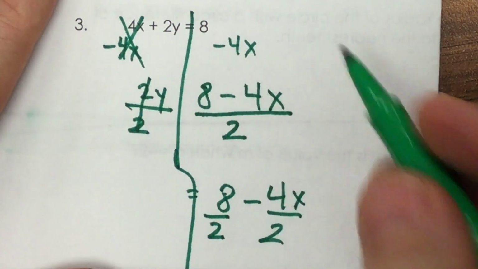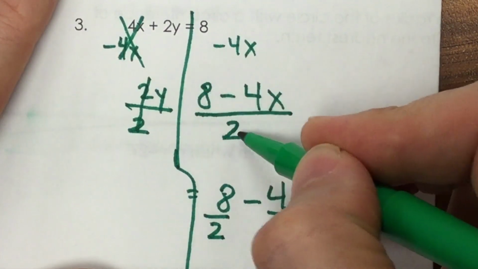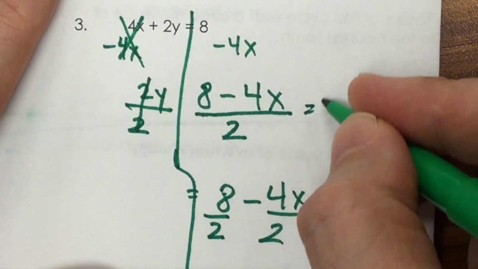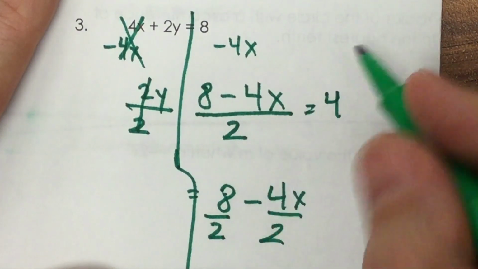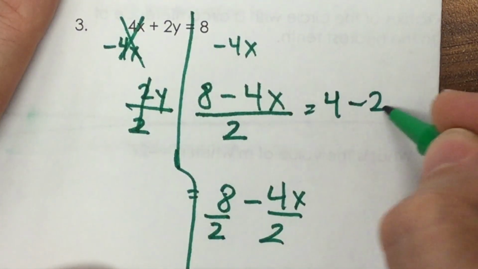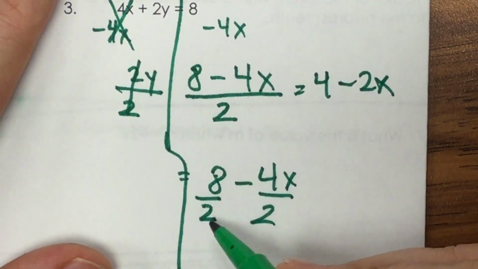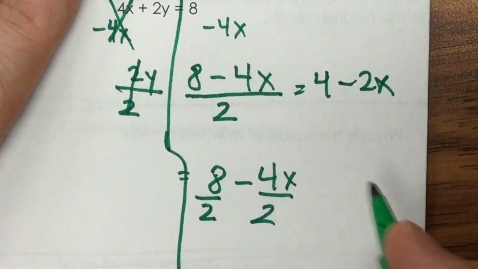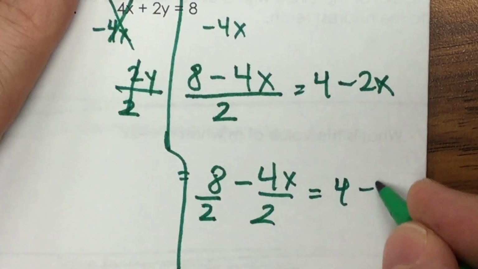If I do it this way, I have 2 math problems, even though I only have one 2 on the bottom. It's 8 divided by 2 is 4. Negative 4 divided by 2 is negative 2. So I'll end up with 4 minus 2x. Same thing here. It's a little easier visually if you like this better. 8 divided by 2 is 4. And negative 4 divided by 2 is negative 2. So I get negative 2x.